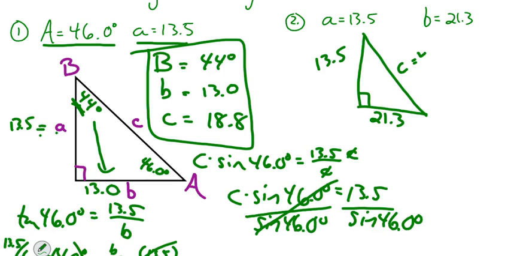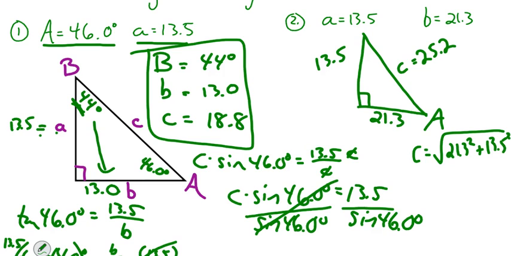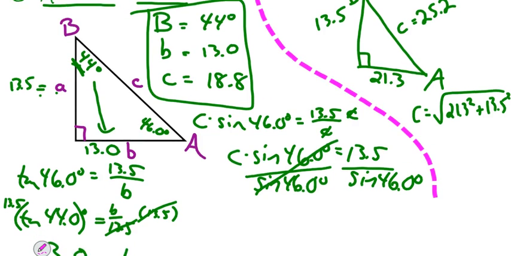25.2 sounds about right. You should get 25.2 by doing c equals the square root of 21.3 squared plus 13.5 squared. And that's 25.2. Okay, now I have to find angle A. So if this is 13.5, that's angle A, and that's angle B. Which trig function can I use to set up an equation that allows me to solve for, I don't know, either one of those angles?